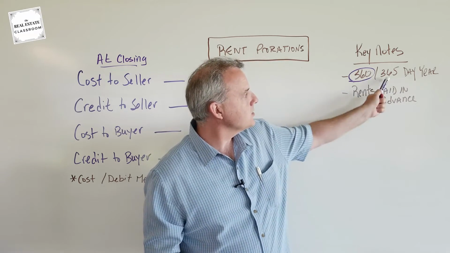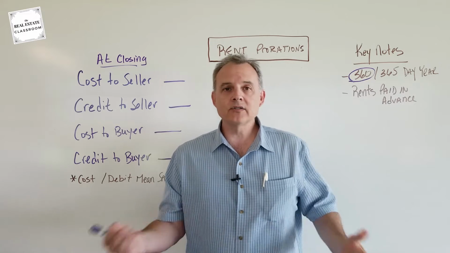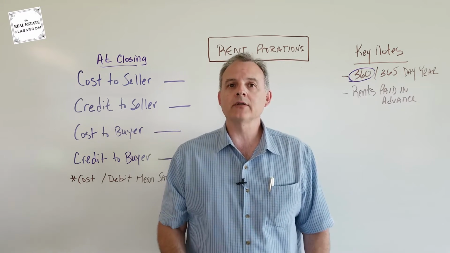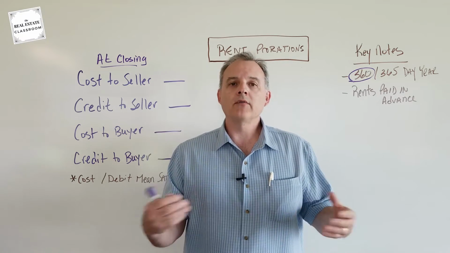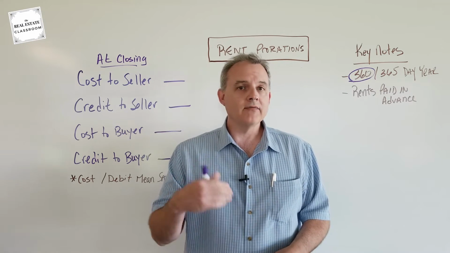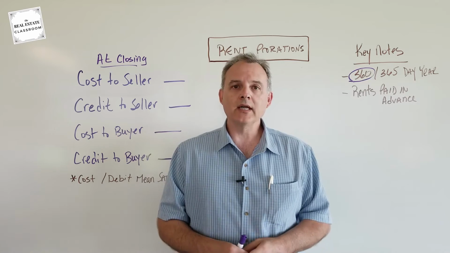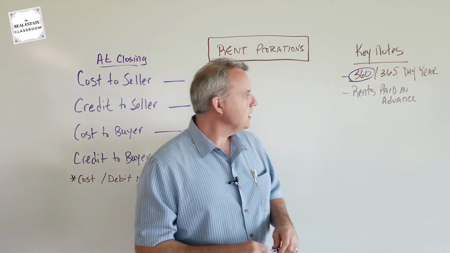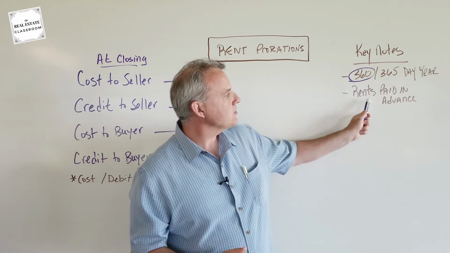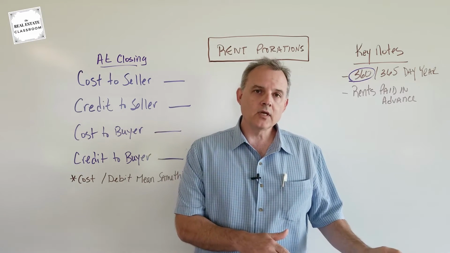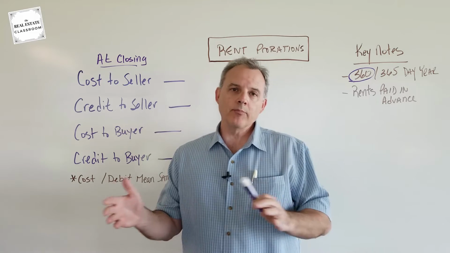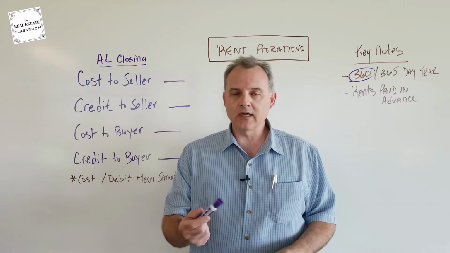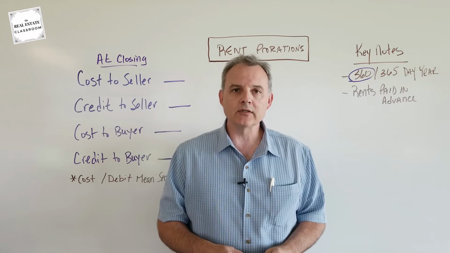Now, if it's the 365-day, that just simply means that no matter whatever the amount of days there are in that particular month, that's what you use for your calculation. So if it's January, you're going to use 31 days. If it's April, you're going to do 30. The other thing to keep in mind is rents are always paid in advance. Unlike mortgage payments that are paid in arrears, we always assume that rents are paid in advance. And I'll illustrate that more in just a minute here.